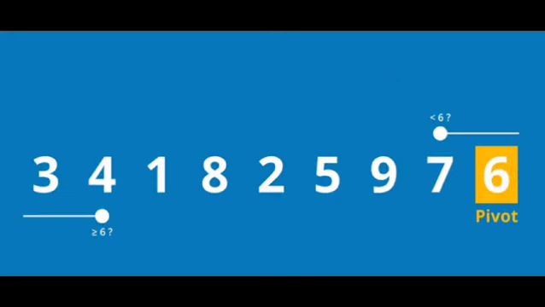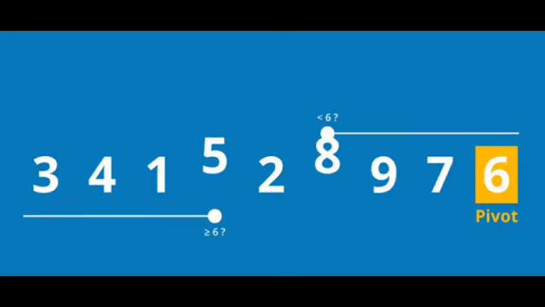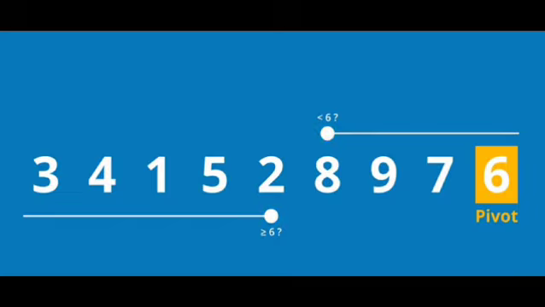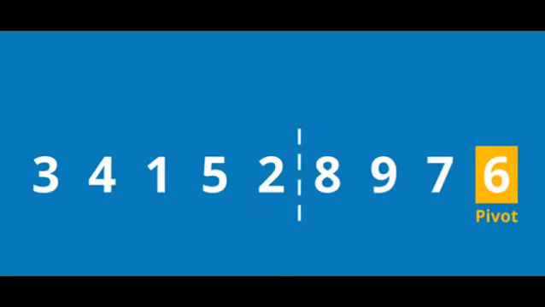Swap the two numbers. Continue the process, and we find 8 on the left hand side and 5 on the right hand side. Swap the two elements. The process is continued till both the pointers are next to each other. Now the elements lesser than the pivot are on the left hand side of the array and the elements greater than the pivot are on the right side of the array.